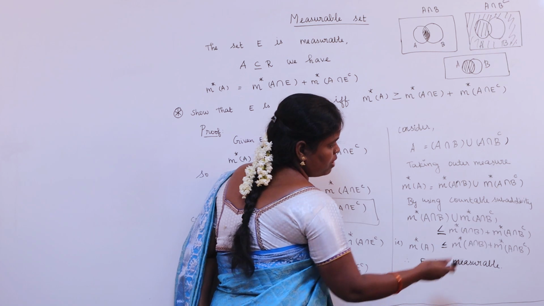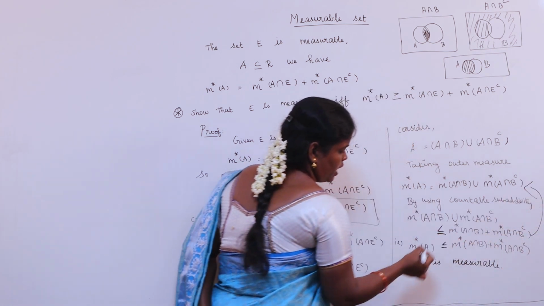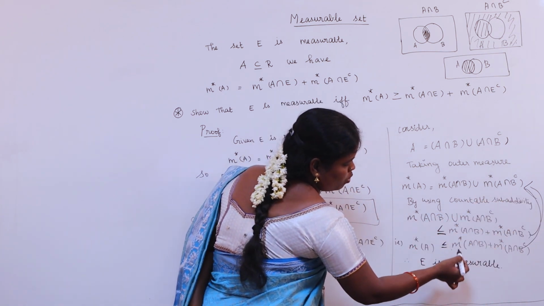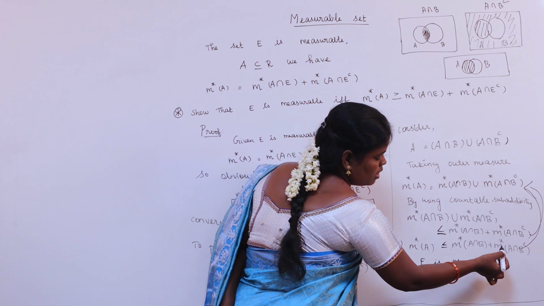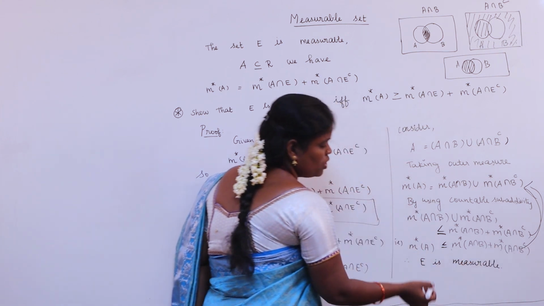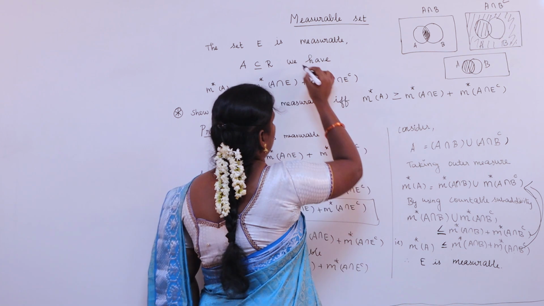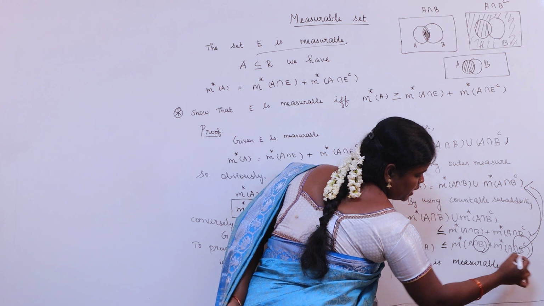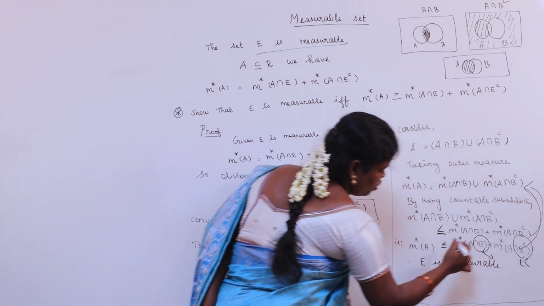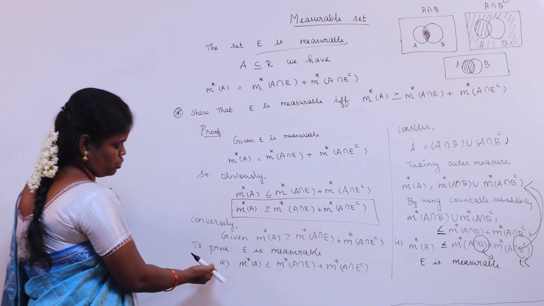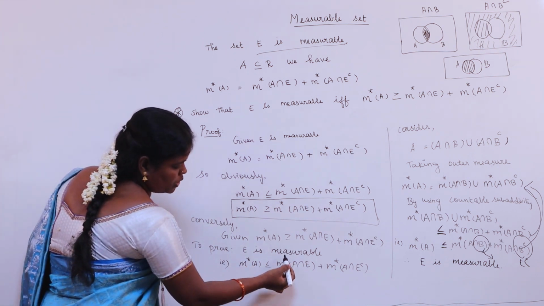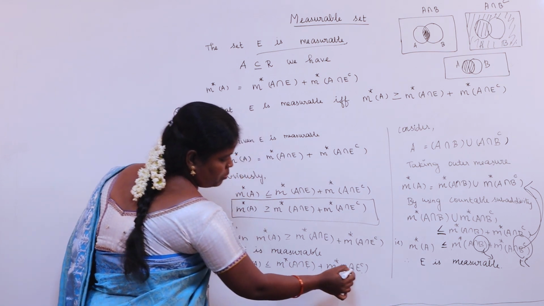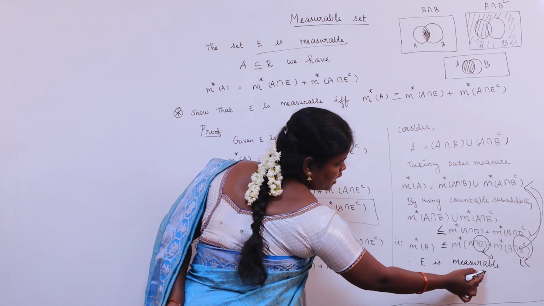So you have to substitute this into this. We get M star, outer measure of A, is less than or equal to outer measure of A intersection B plus outer measure of A intersection B complement. So this is the condition for measurable. Already we have seen, this is measurable. So we have to prove M star of A is less than or equal to M star of A intersection E plus M star of A intersection E complement. So we have to say E is measurable.